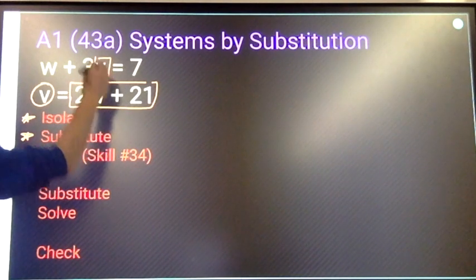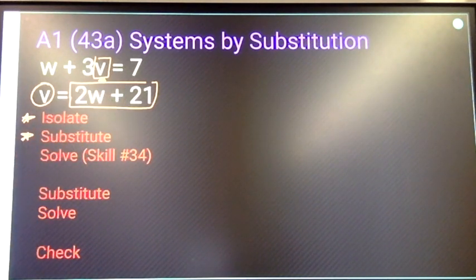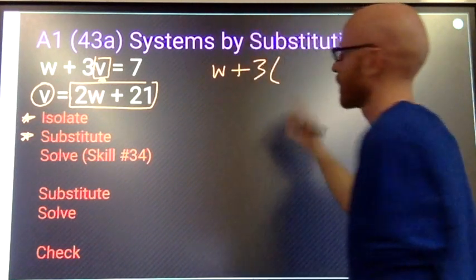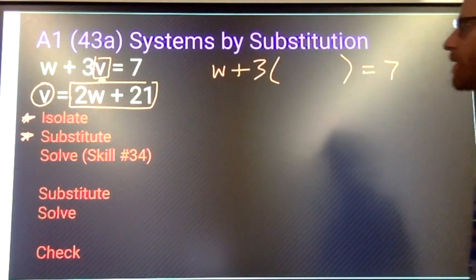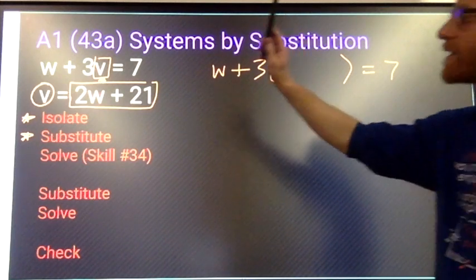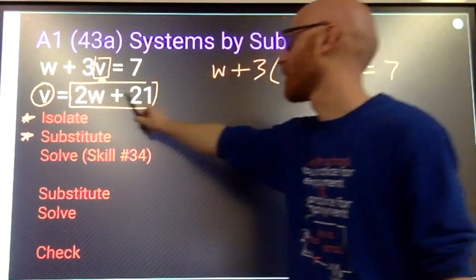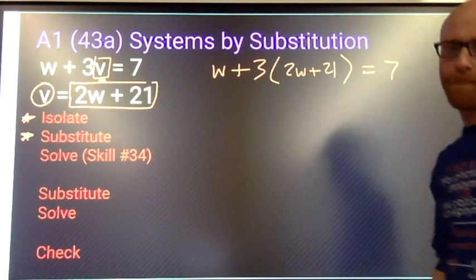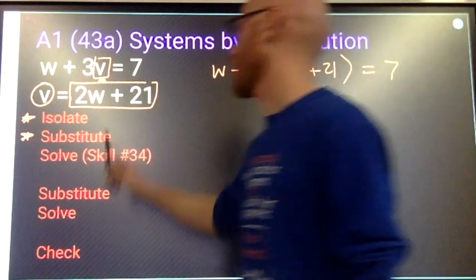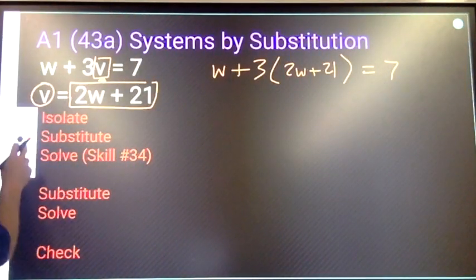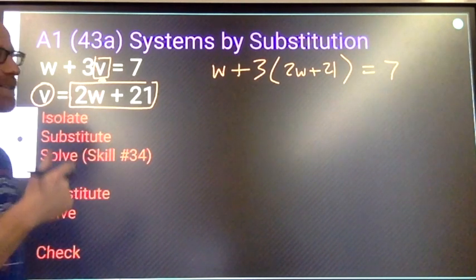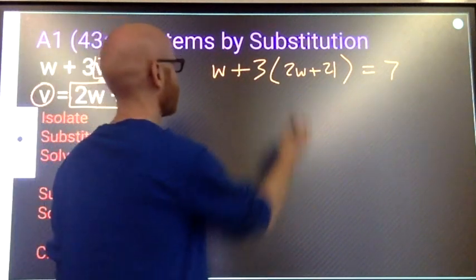I'm going to replace v in the first equation with what v equals. So we have w, first equation, plus 3 times v equals 7. But I'm replacing v with 2w plus 21. Isolate, substitute, solve. Distribute, combine. Opposite operations.